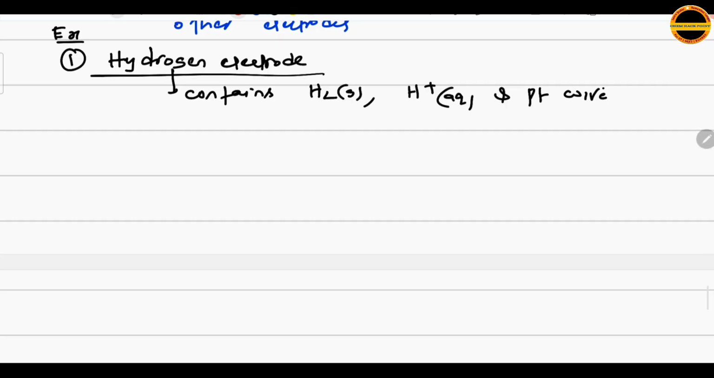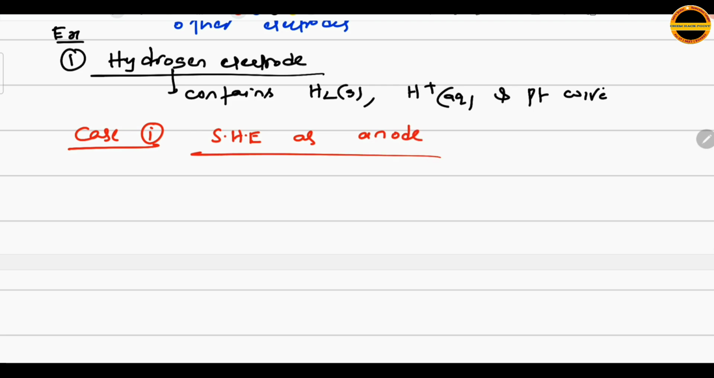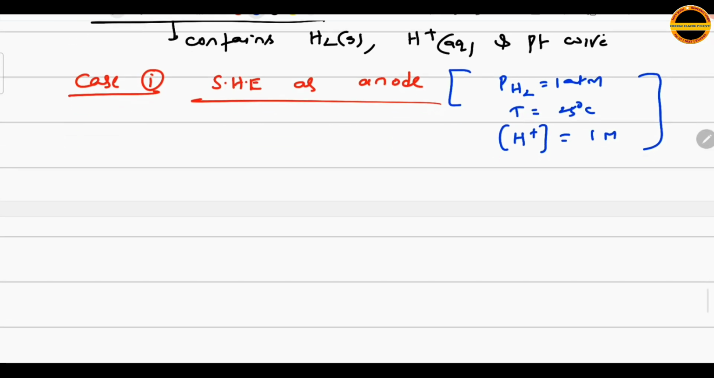Okay. So first, case 1: SHE, standard hydrogen electrode, as anode. What are the standard conditions here? Remember, under standard conditions, the partial pressure of H2 should be 1 atm, the temperature should be 25 degrees Celsius, and the H plus ion concentration should be 1 molar. These are the standard conditions.